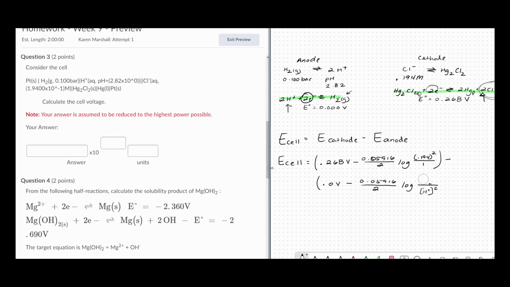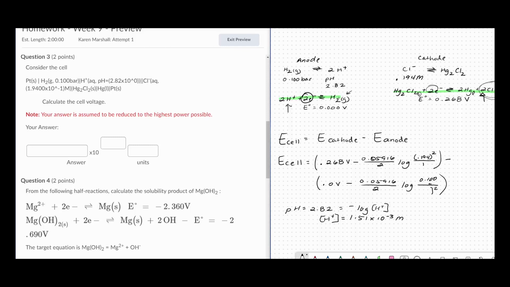Now, the pressure of the hydrogen gas is given to you in bars. That's convenient, so 0.100. But the concentration of the hydrogen ion isn't directly given to you. You need to calculate it. So you're told the pH is 2.82, and you need to calculate what the hydrogen ion concentration is. Well, pH is equal to the negative log of the hydrogen ion concentration. So I'm raising 10 to the negative 2.82, and I get the concentration of hydrogen is 1.51 times 10 to the negative 3, and the unit for that is a capital M molar.